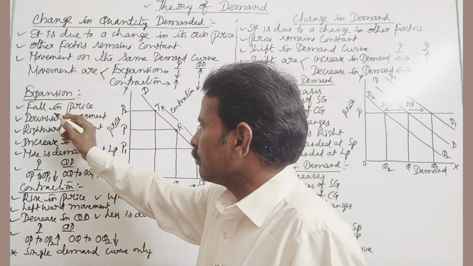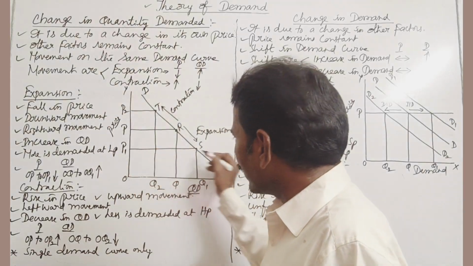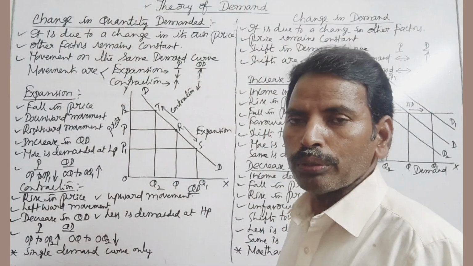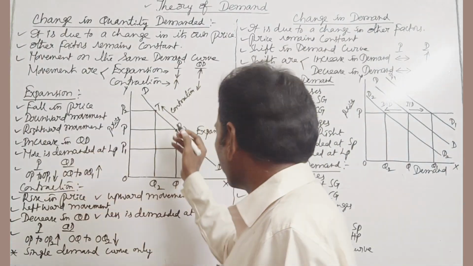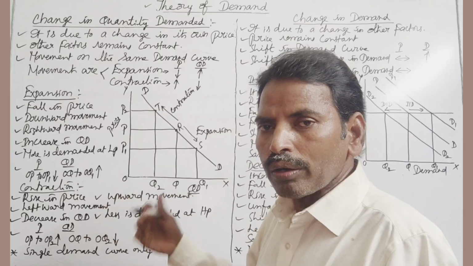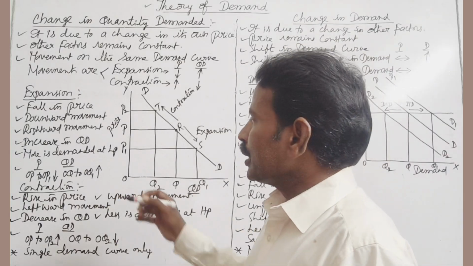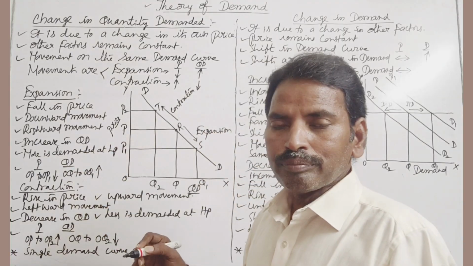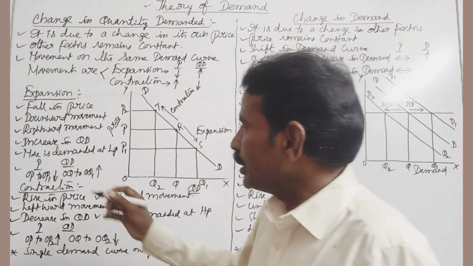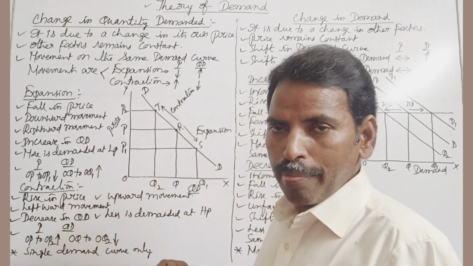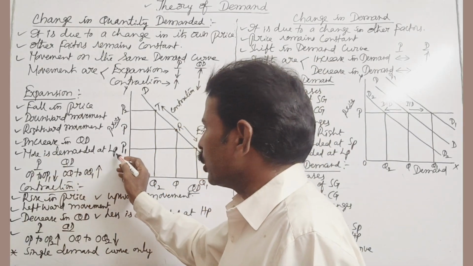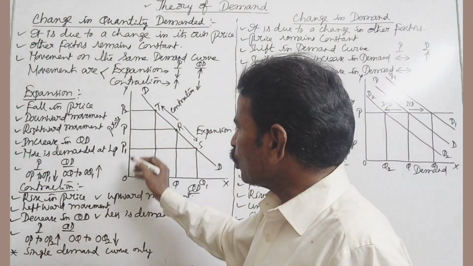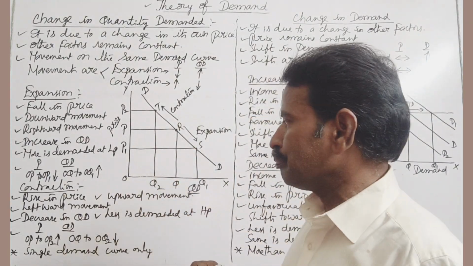Fall in price, demand is expanded. It is a downward movement, or a rightward movement. So as a result of the fall in price, quantity demanded increases. Expansion is also called increase in quantity demanded. So more is demanded at lower price. More OQ1 is demanded at OP1, lower price.